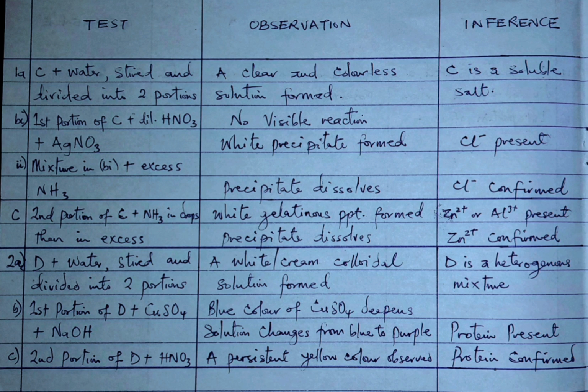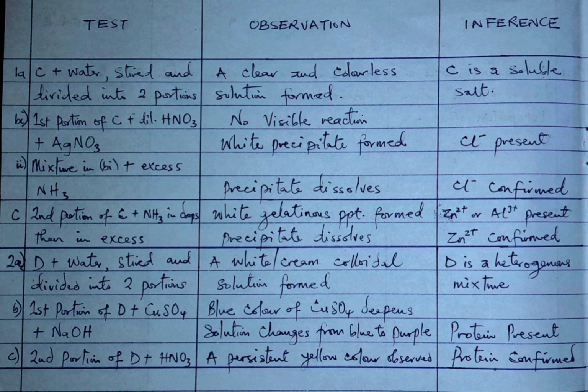So when I do that, C plus water, and I stir that, I will discover a clear and colorless solution formed. So I infer that C is a soluble salt. Since it forms a clear and colorless solution, it's soluble, it dissolved completely. Then 1B, for the first portion of C, add dilute trioxonitrate(V) acid, HNO3.